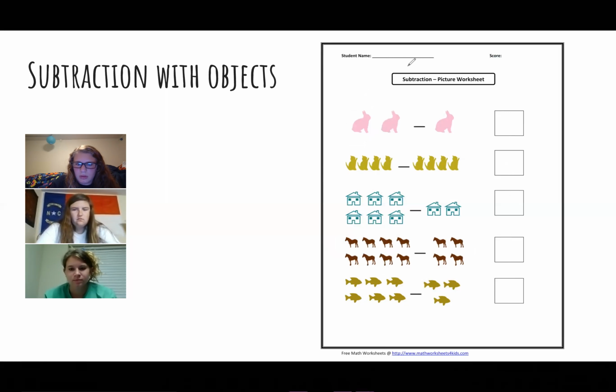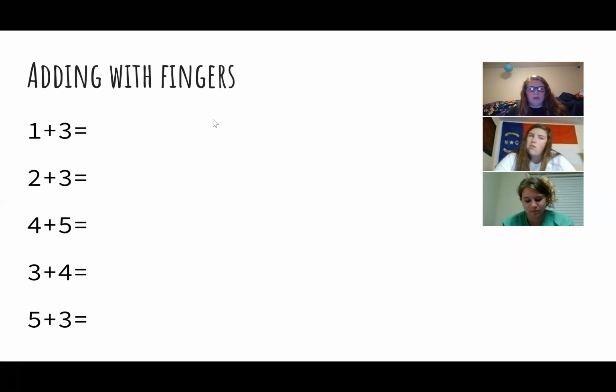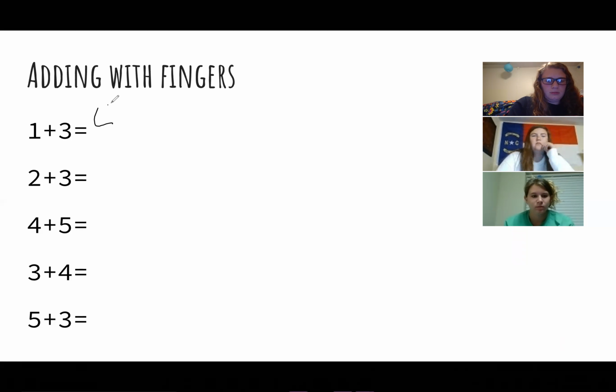Good job with them. Now we're going to move on to adding with our fingers. So I'll do the first couple. The first one is 1 plus 3. So 1, 2, 3, 4. So the first one is 4. The next one is 2 plus 3. So 1, 2, 3, 4, 5 fingers. So the answer to that one is 5.